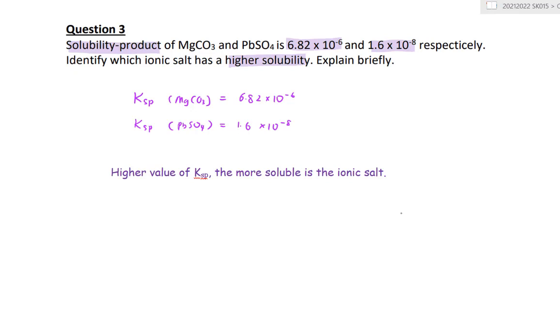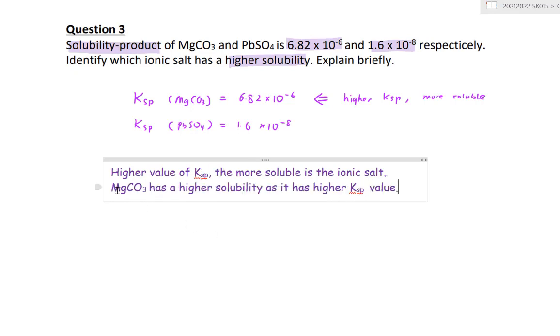So comparing both values of Ksp, we can identify that the Ksp for magnesium carbonate is higher. So a higher Ksp value means that magnesium carbonate is more soluble. Or vice versa, lead sulfate has a lower value of Ksp, which gives you a less soluble ionic salt. So in your explanation, you can explain it this way: the higher the value of Ksp, the more soluble is the ionic salt. And therefore, magnesium carbonate has a higher solubility as it has a higher Ksp value.